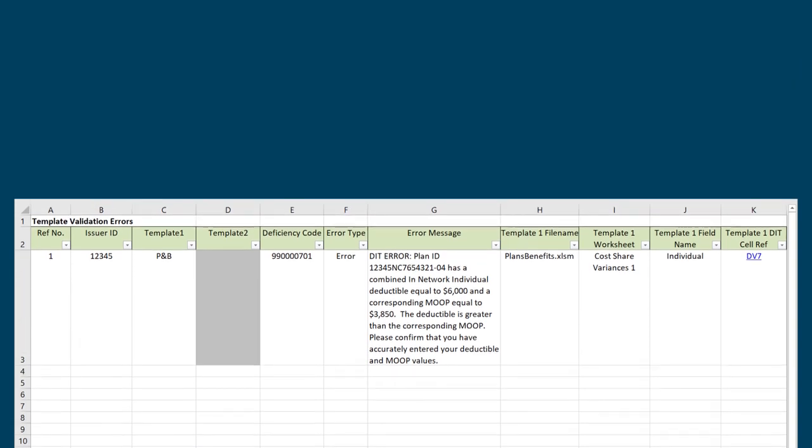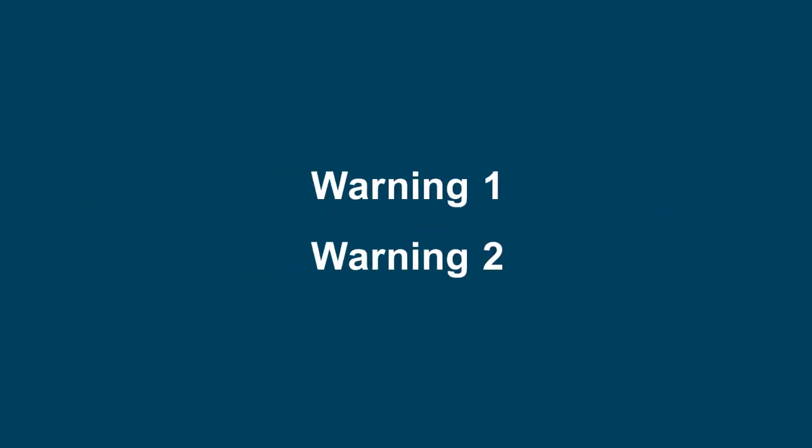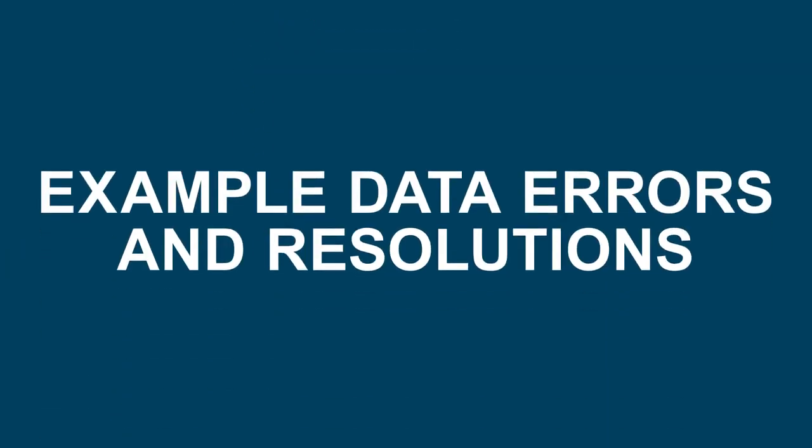Continue following these steps until you receive a message that says no warnings or errors were found, or you've reviewed and determined that the remaining warnings are not applicable and will not result in an error in the application. Now let's review examples of data error results in the tool and how issuers can resolve them.